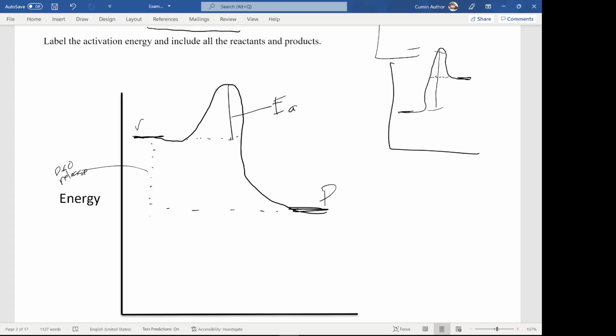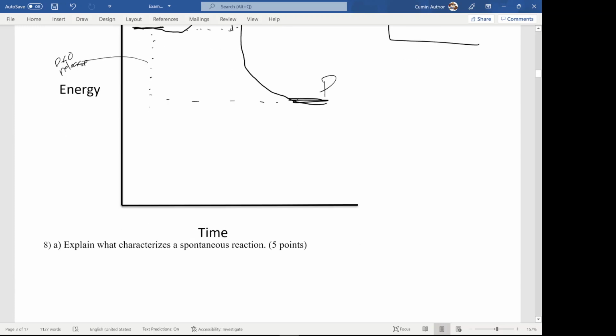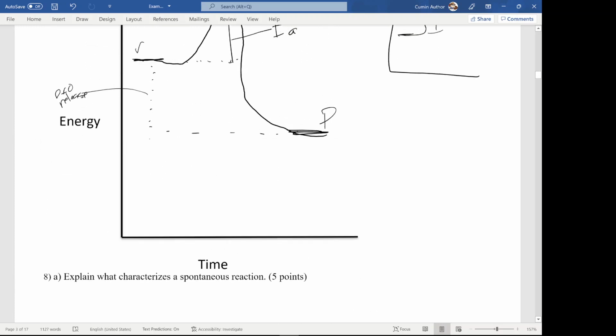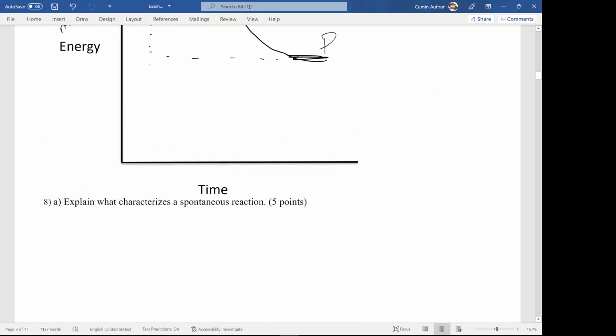And they're only spontaneous if we have enough entropy. But I'm getting a little bit ahead of myself in that regard. So then we need to explain what characterizes a spontaneous reaction. And for this, we need to think about the three things that go into a reaction being spontaneous or not. And there's the equation of Gibbs free energy.